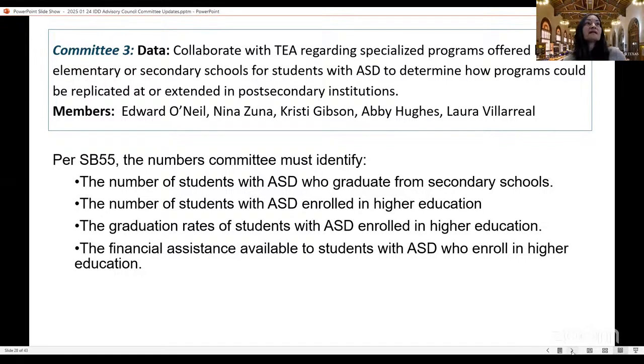Yes, this is Nina Zuna, and Ed and I co-chair this subcommittee. Like you mentioned, we just got the PowerPoint from the Higher Education Coordinating Board. It looks like it addresses the higher education numbers. We do not have the numbers from TEA for the secondary schools yet. And then the second part of our charge is looking at the financial assistance available to students.